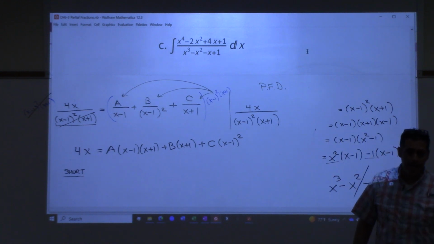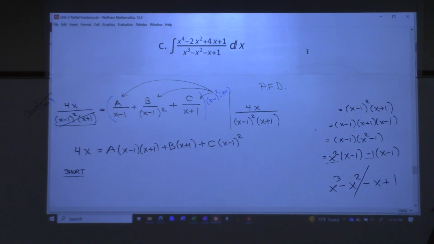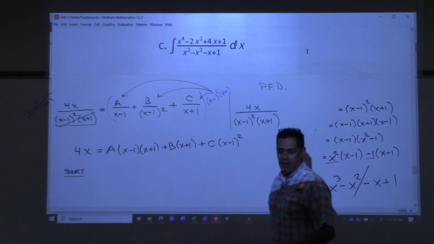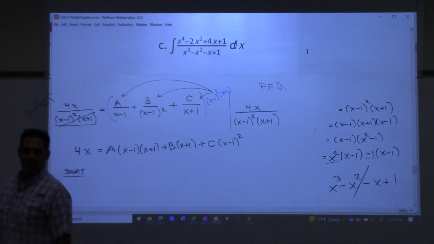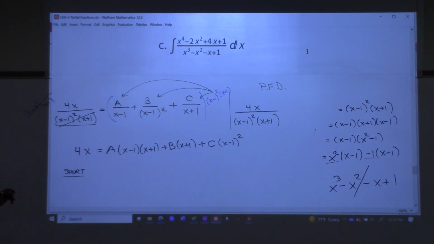Can you do partial short and the rest long? Yes, you can do a little bit of short and then do the long, and as soon as you get a, b, and c, you're done. Okay? So let's get b real quick.